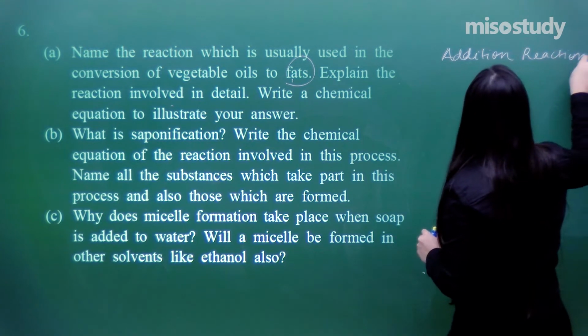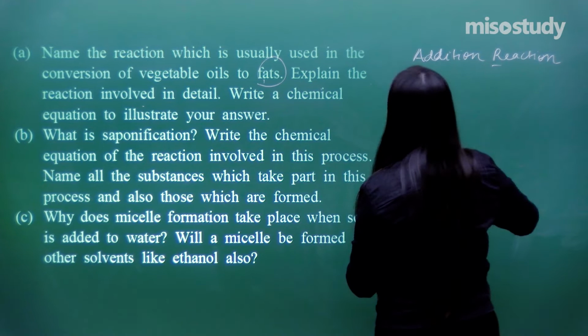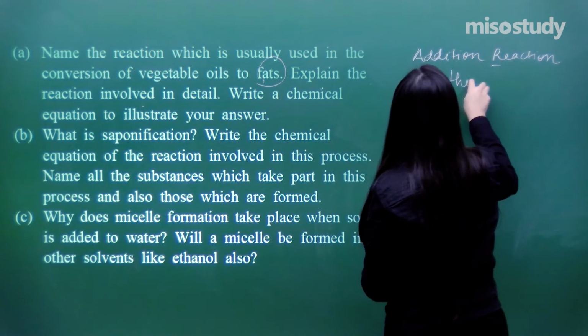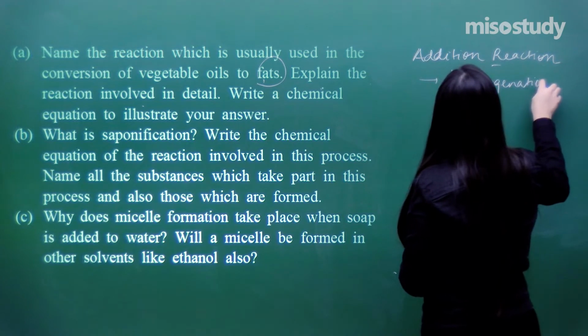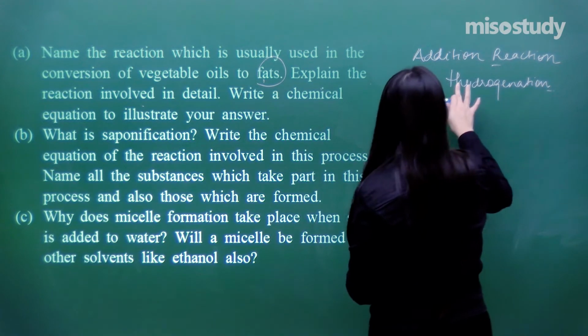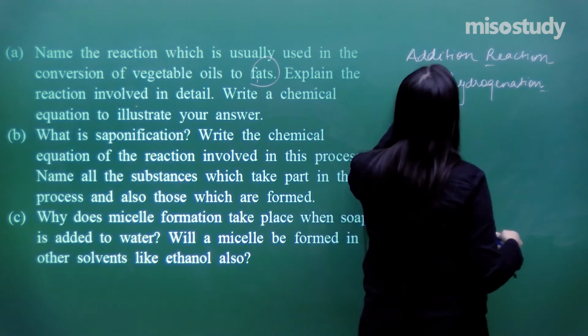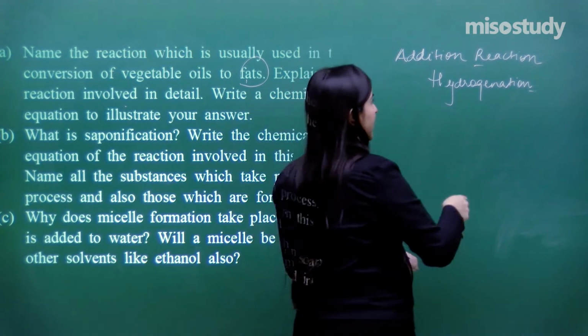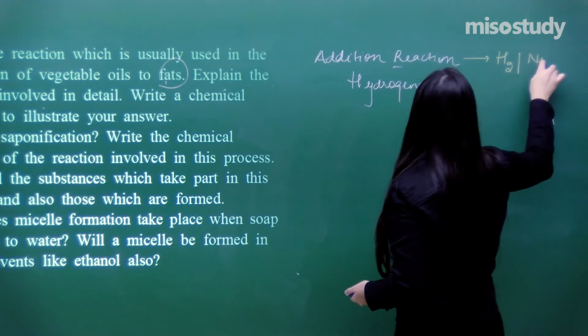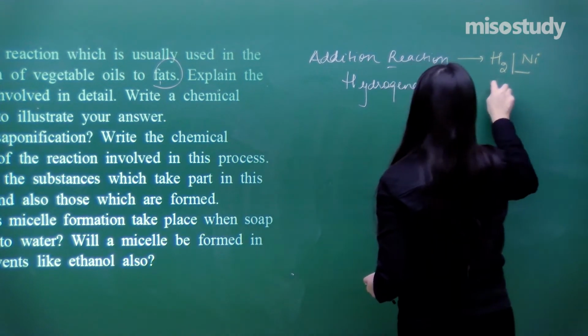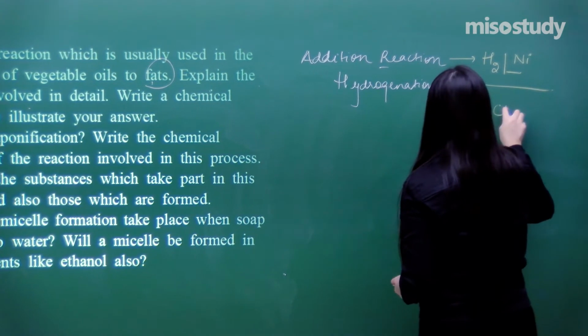Addition reaction, and the name of the reaction is hydrogenation. Hydrogenation of vegetable oil. And you know what kind of a hydrogenation it is? Using a catalyst. In addition reaction, we use a catalyst, usually nickel. And what can be the possible reaction?